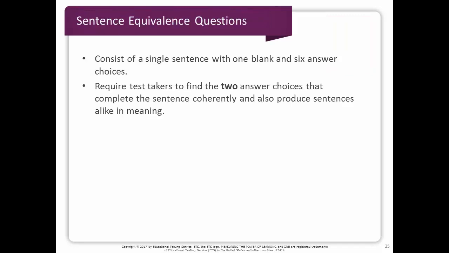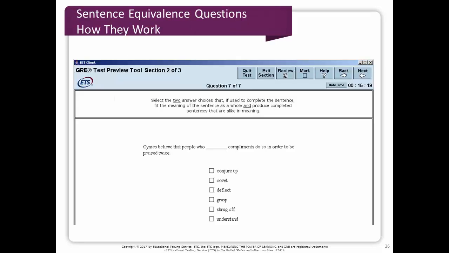Sentence equivalence questions. Sentence equivalence questions have a single sentence with 1 blank and 6 answer choices. You must choose the 2 answer choices that complete the sentence coherently and produce sentences that are the same in meaning. Here's an example. Cynics believe that people who blank compliments do so in order to be praised twice. The options are conjure up, covet, deflect, grasp, shrug off, or understand.